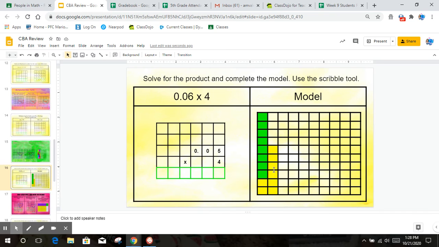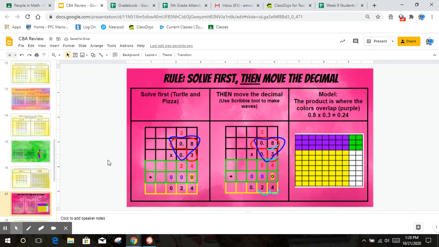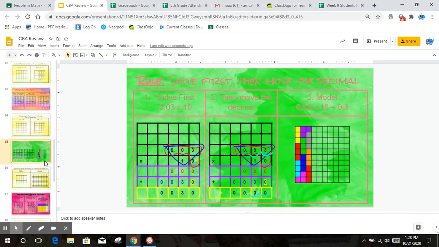Okay, so if you're coming down and then starting back up at the top, that's not going to be the correct model. So just be careful on that. Okay. The next one, this is decimal times decimal. So 8/10 times 3/10. This model looks way different, guys, than this one.